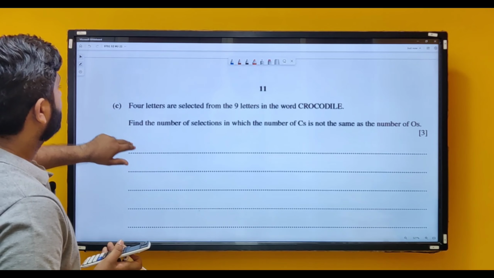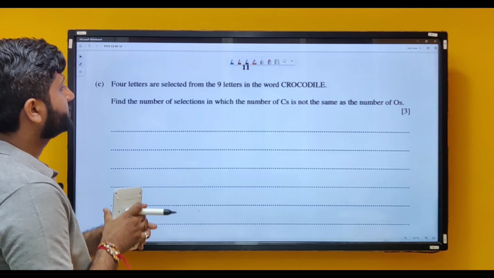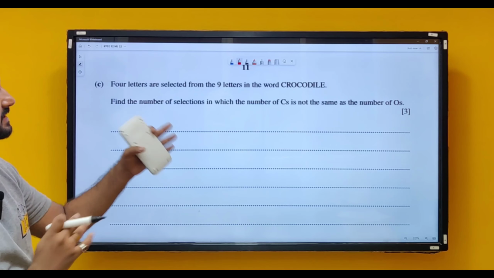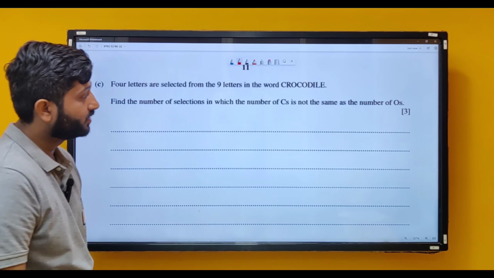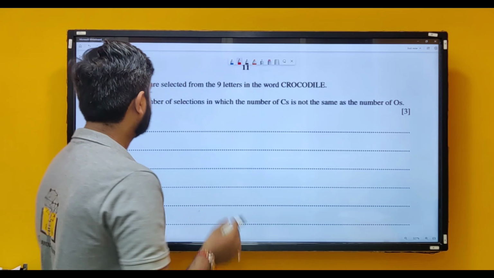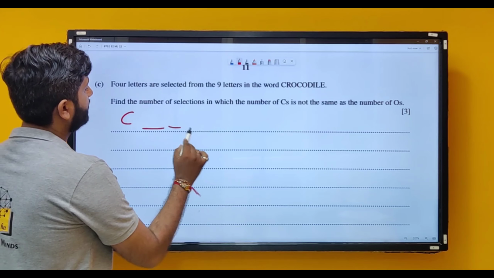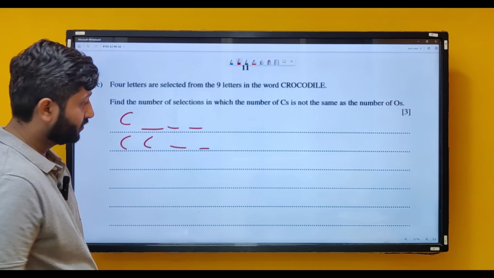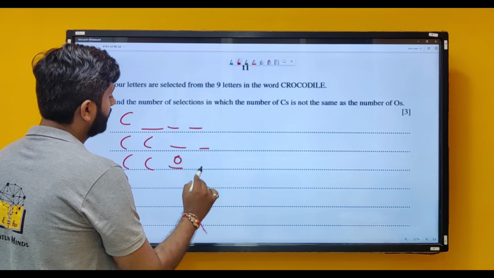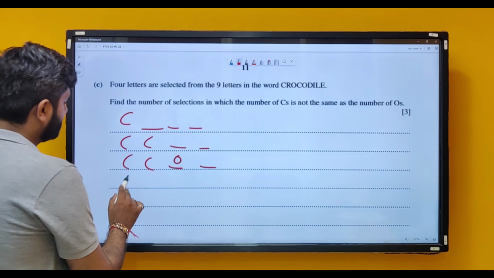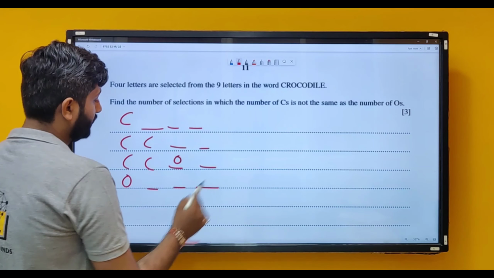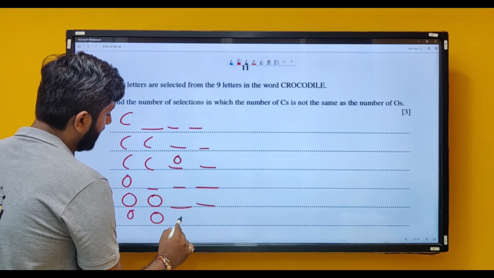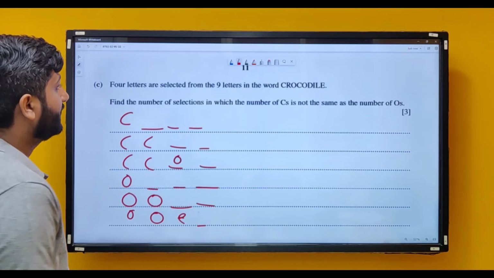It states that 4 letters are selected from the 9 letters in the crocodile. Find the number of different selections in which the number of C's is not the same as the number of O's. So let's say I have 1 C and no O. Let's say I have 2 C and no O. Let's say I have 2 C and 1 O. In the same way, I can go: 1 O and no C, 2 O's and no C, 2 O's and 1 C, right?